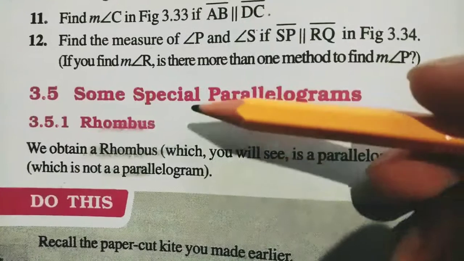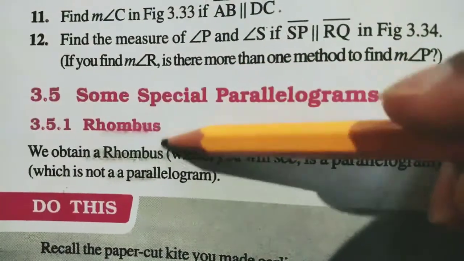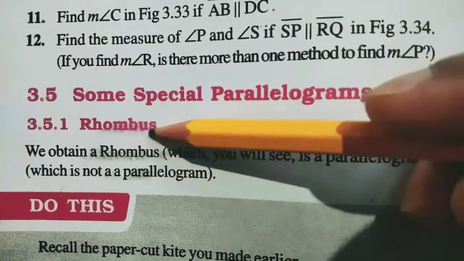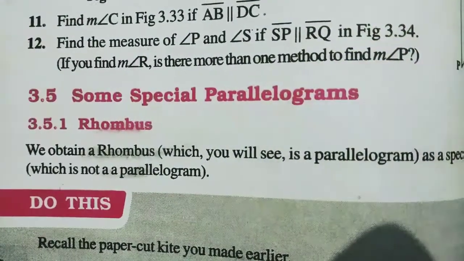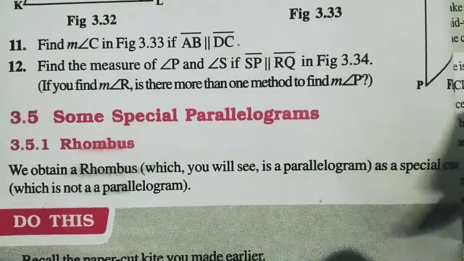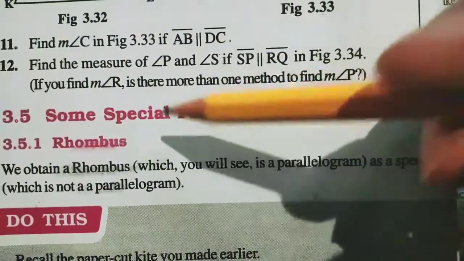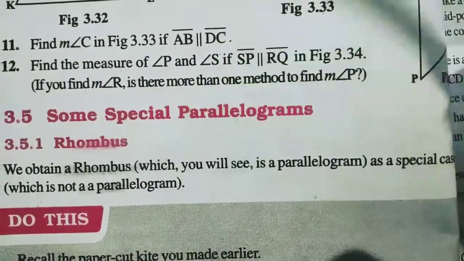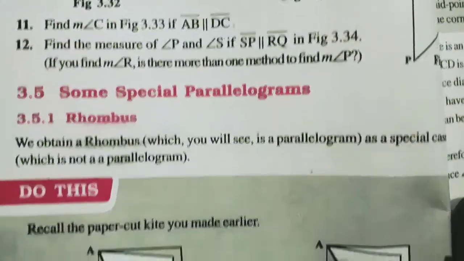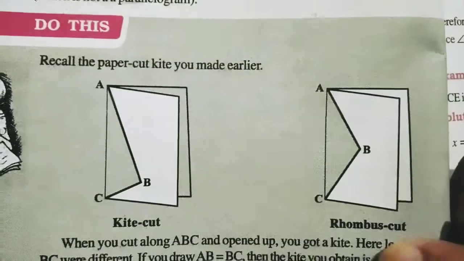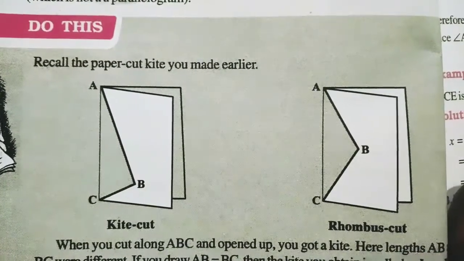So the first one is what? Rhombus. It is called a rhombus. A rhombus is a special case of a parallelogram, but it is not a parallelogram. Why is it called a special case? Because it has all the properties of a parallelogram. Understood? So how can a rhombus be made?